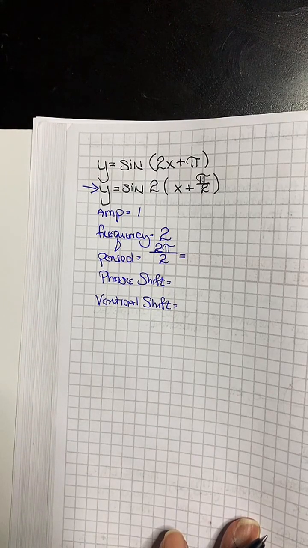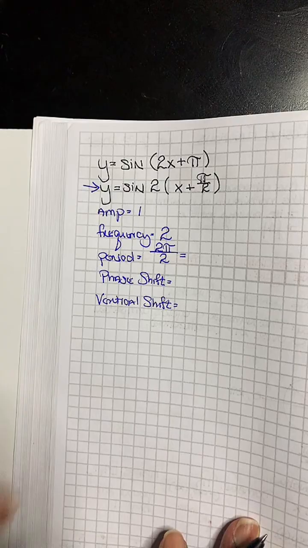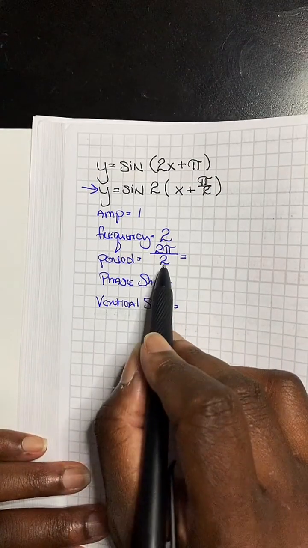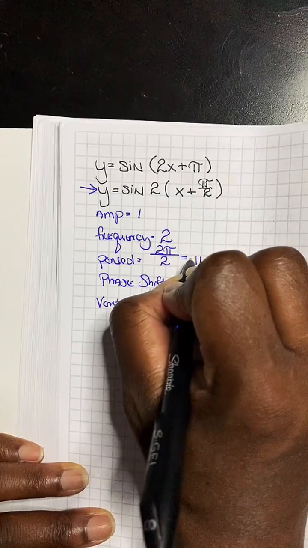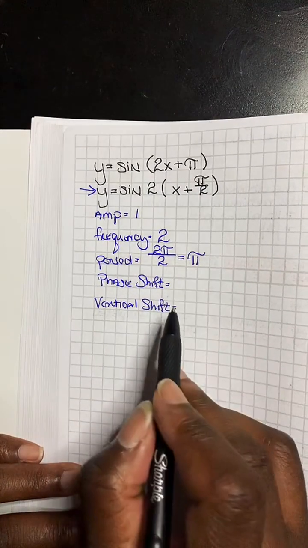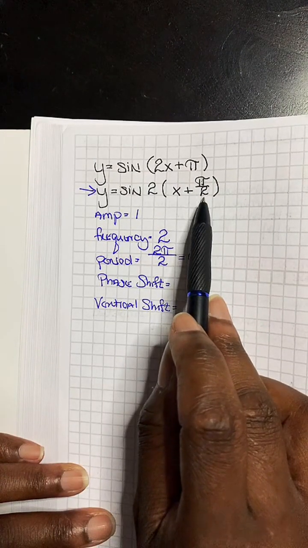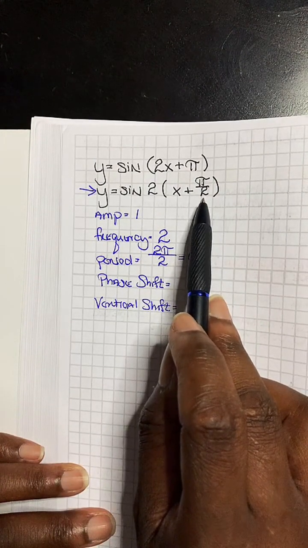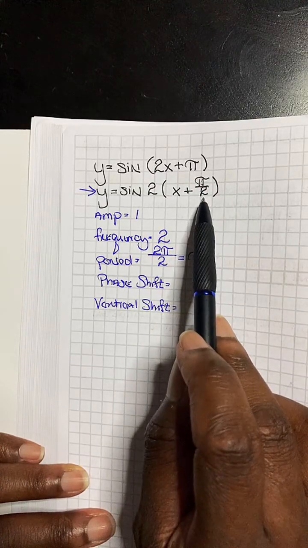There we go. Good. We got pi. Because 2 divided by 2 will give me 1, and you can say 1 pi or just simply pi. Now the phase shift is what's inside that parenthesis. So we have pi over 2.